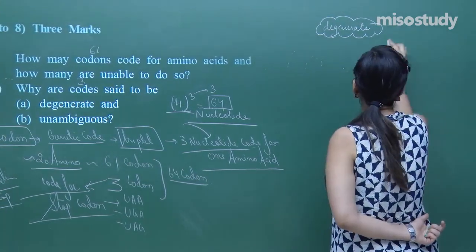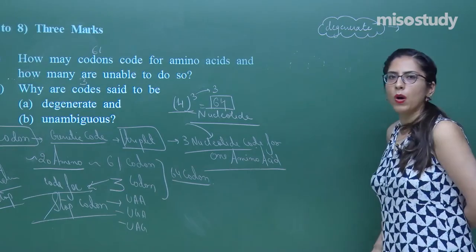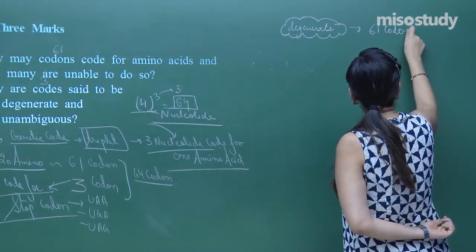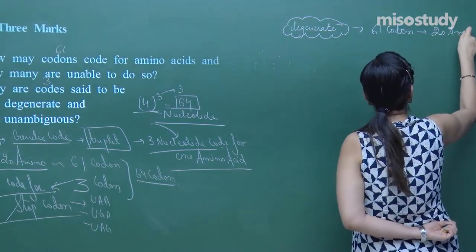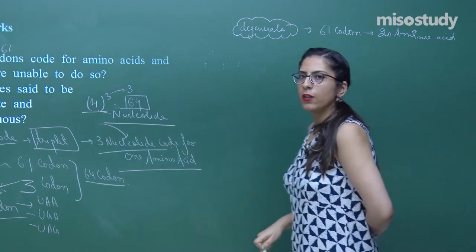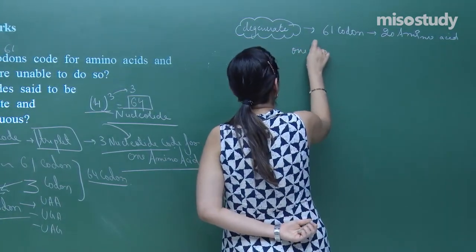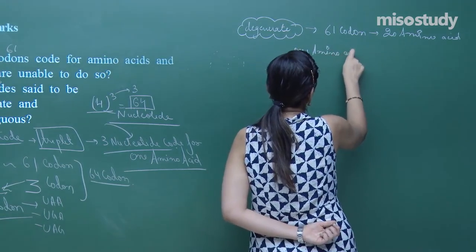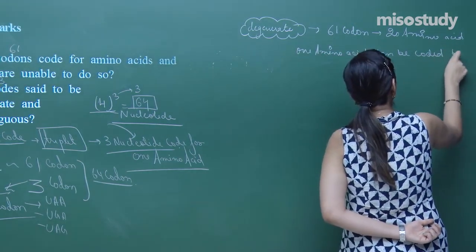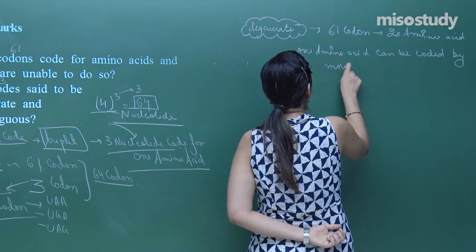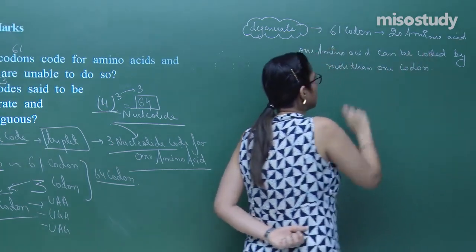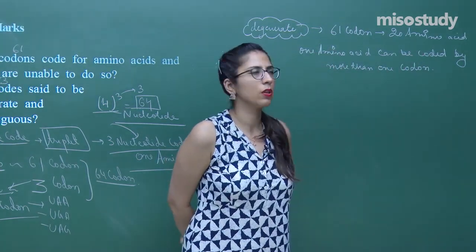Now, what do you mean by this degeneracy? Degeneracy means that whatever codons are there, we have discussed that 61 codons are there, and these 61 codons code for only 20 different amino acids. So if I say one amino acid can be coded by more than one codon, we call it the degeneracy of the genetic code.